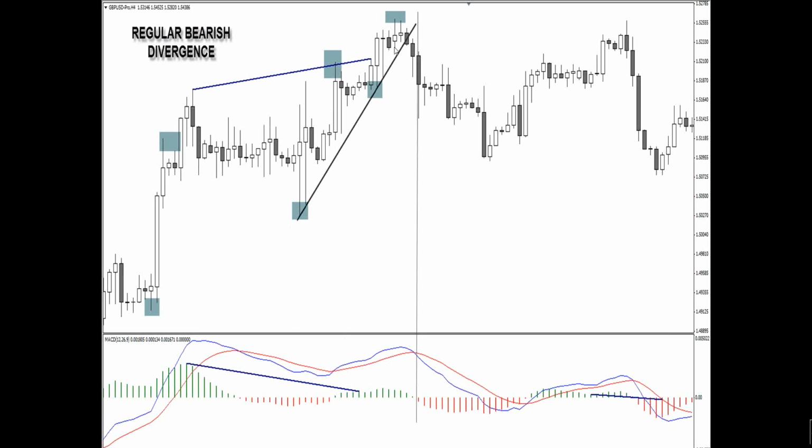Now trend line has been made. Break of this trend line again is much faster than MACD cross, which has happened 2 bars after. So you can either take a trend line break, or you can wait for a MACD cross to actually give you a confirmation of divergence trade.